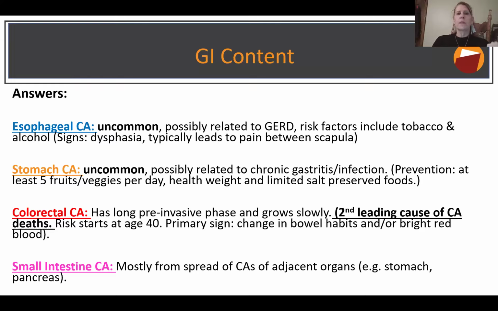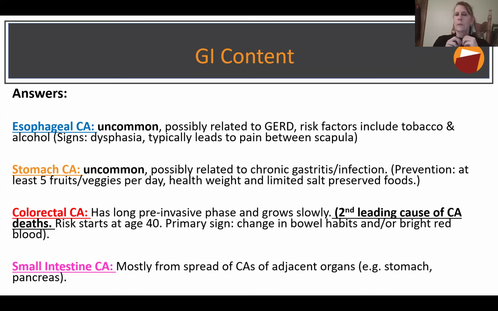Luckily, it's uncommon. Signs would be issues with swallowing, obviously, right? And again, that pain between the scapula would be a sign of that. Stomach cancer is uncommon. Again, it's related to gastritis, peptic ulcers, stomach infection. That makes sense. If I've got this chronic gastritis, this chronic irritant in my stomach, that could lead to cancer. But again, it's uncommon. Prevention, we've been educated, right? Eat your fruits and vegetables, maintain a healthy weight, limit your salt and preserved foods. That's going to help with that. So I'm not sure that you really need to know that one that much for the exam.